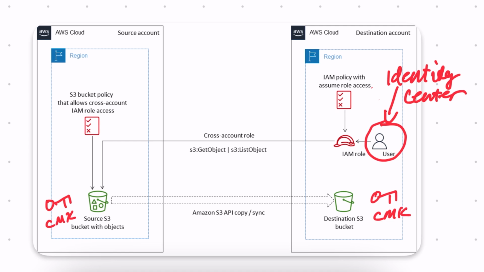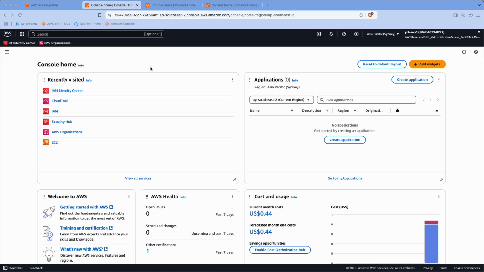Now that you have an idea how this flow looks, we're going to switch to the AWS console to show you how it's actually done. Okay guys, welcome to my lab. I'm going to show you what I've got in my lab.